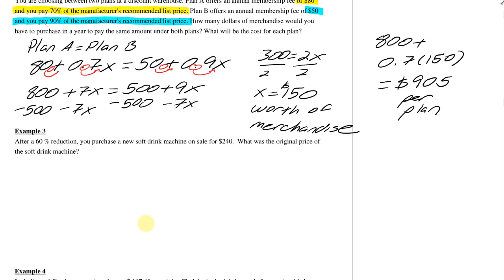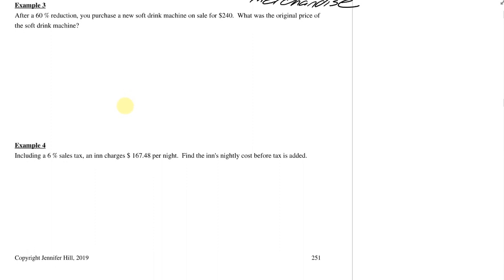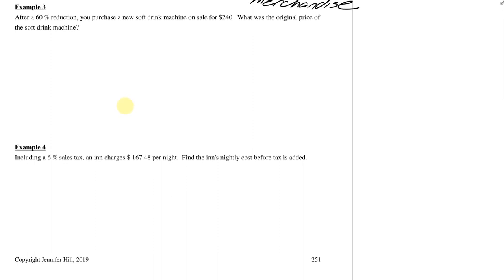Okay, so now let's take a look at example 3 here. After a 60% reduction, you purchase a new soft drink machine on sale for $240. What was the original price of the soft drink machine? So we're trying to figure out the original price, and notice this phrase, after a 60% reduction. So the key here is to figure out what that means. What does it mean to be a reduction? That's really talking about subtracting something off.